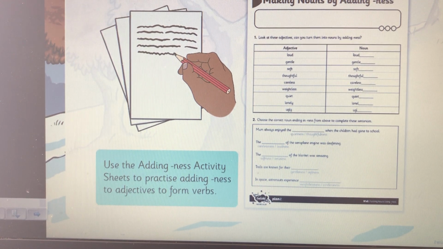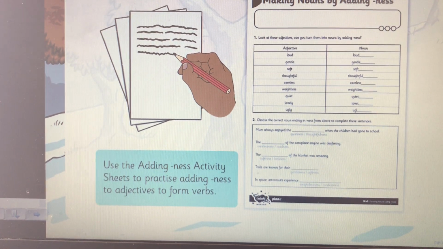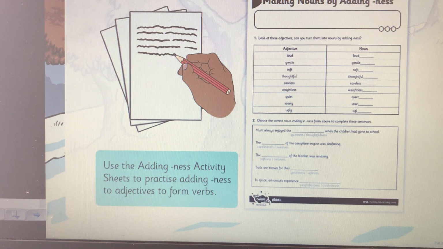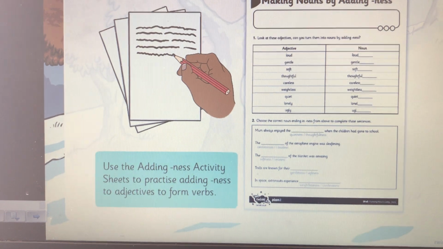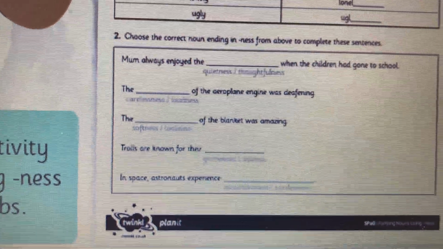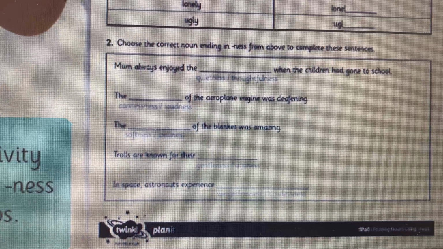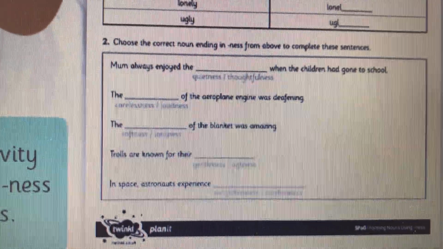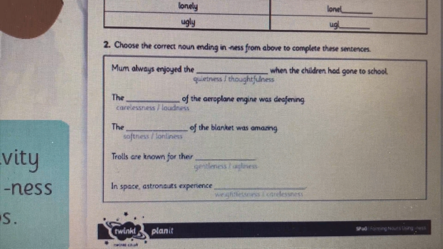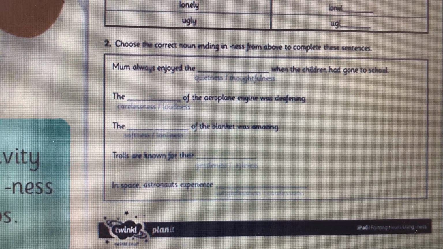When you have done that, there is a challenge at the bottom. There are some sentences and you have to choose a word to put in. There are some words underneath, if you can see them. You could pause this video now so that you've got a nice close-up of it, and you need to select the most appropriate word. So Mum always enjoyed the quietness or thoughtfulness when the children had gone to school.